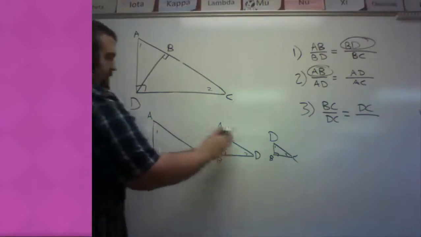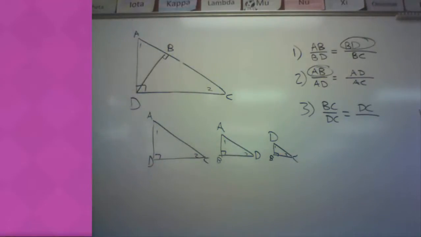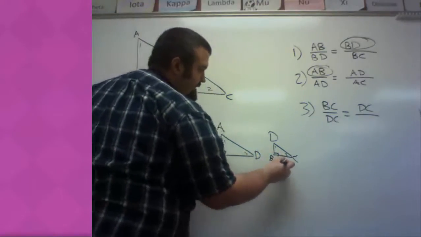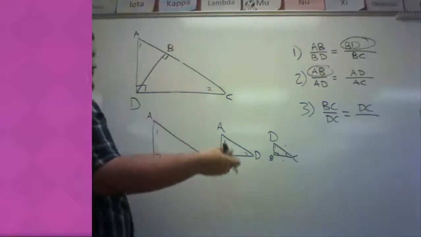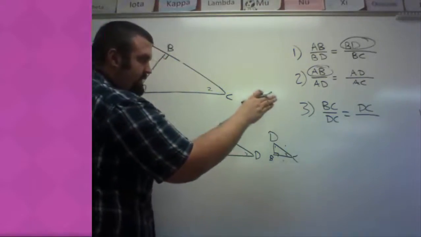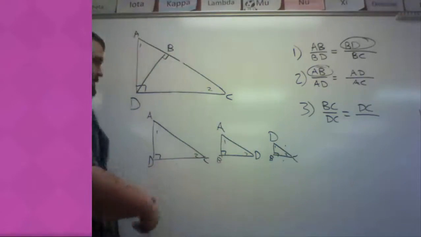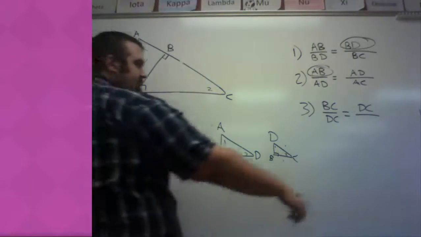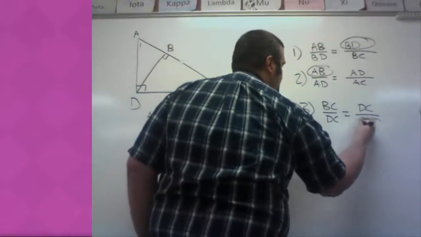Alright, let's try it for the third time. If I look, they give me a ratio BC to DC. So which triangle has BC to DC? BC to DC, bottom, hypotenuse. Which one has a bottom of DC? Right there. So bottom to hypotenuse, bottom to hypotenuse. I need AC right here. And that's how we do that.